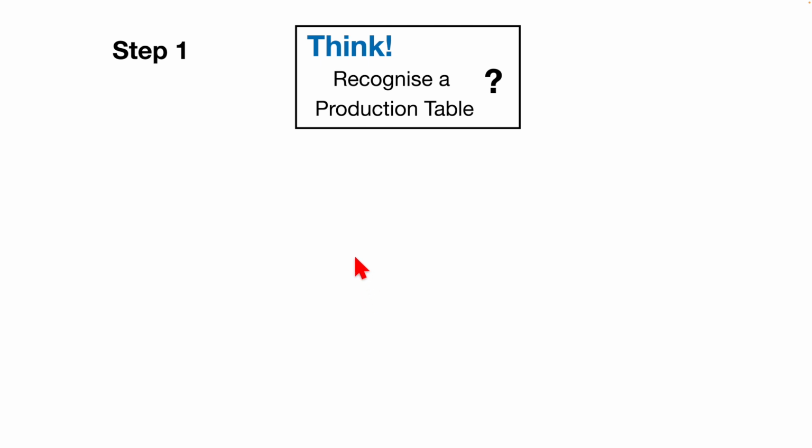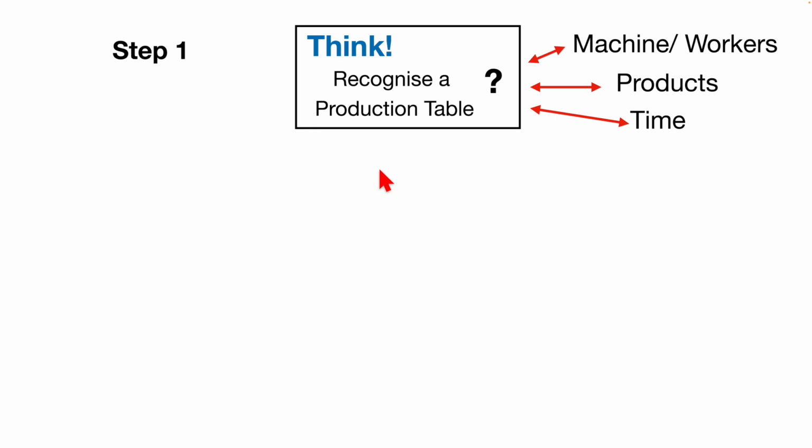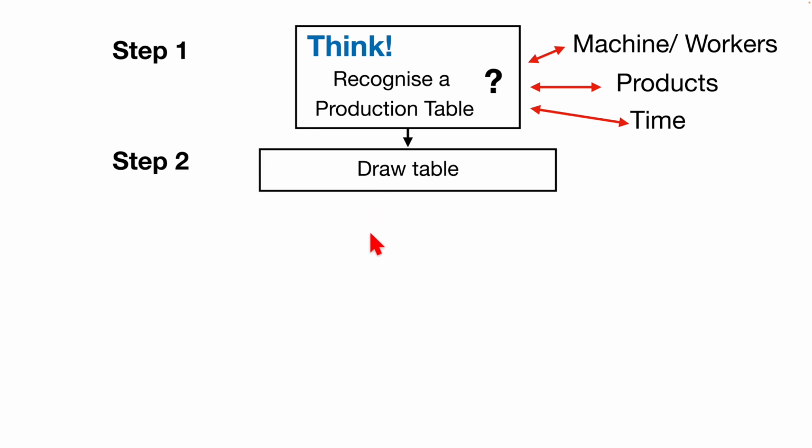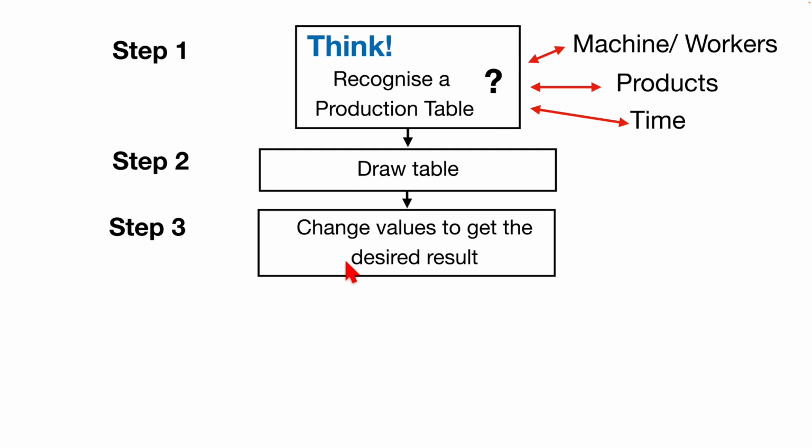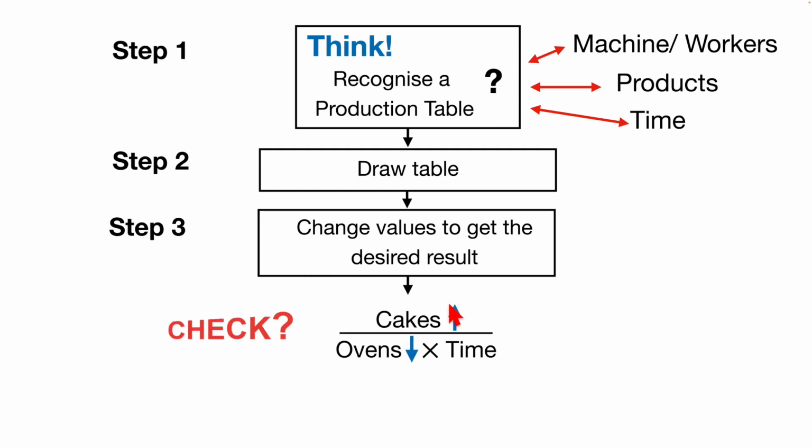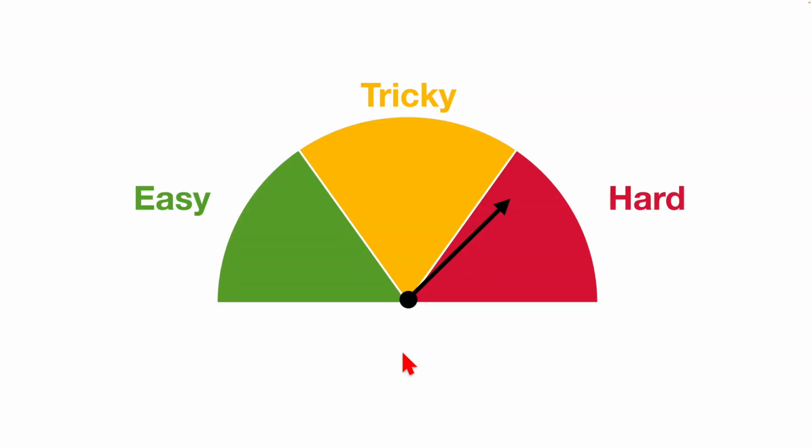So what do you do? Think, recognise: is this a production table problem? Are there machines and workers, are there products, and is there time? If it is, draw the table and then change the values to get the desired result. And if you really feel confident, go for the check. The one that's going up with time, the product, as it were, is on the top. The workers, ovens, whatever, are on the bottom times time. But don't do that if you don't feel confident. And that equals a constant. We've taken a nasty little hard question. Doesn't get many marks though, so I think everyone must use this technique. And we've made it tricky but doable.